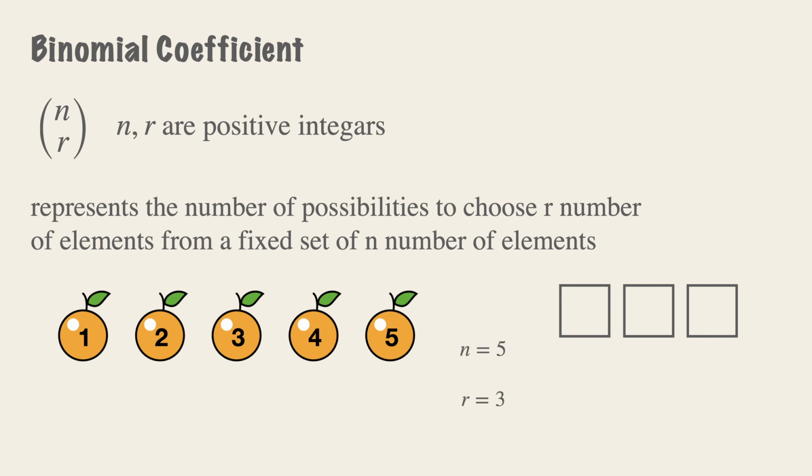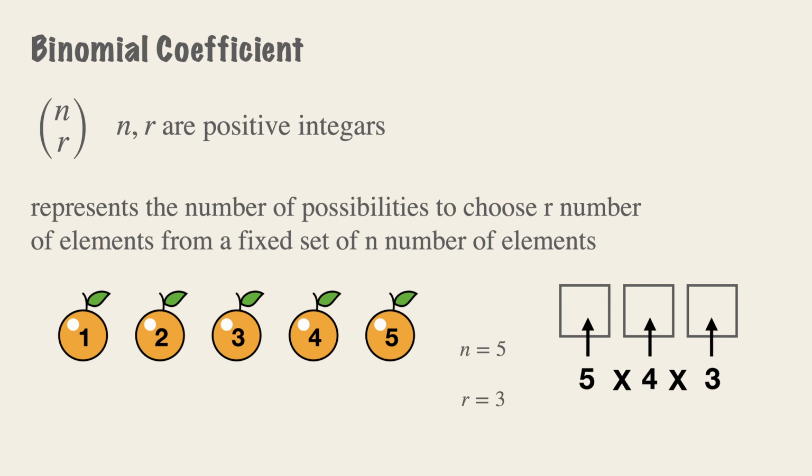In the first slot, we can take any of the 5 oranges. Counting the possibilities for the first slot, we put 5. In the next slot, we will have 4 left. And subsequently, in the last slot, we will have 3 left to choose from. Now, multiplying these 3 terms will give us the possibilities in filling up the 3 slots.